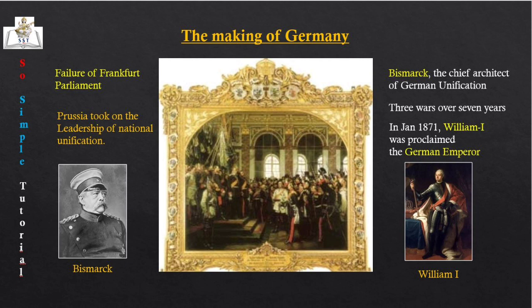On 18th January 1871, the Prussian king William I was proclaimed German emperor. In the slide you can see the proclamation of the German Empire. The ceremony was held in the Hall of Mirrors in the Palace of Versailles. Let us now see the unification of Italy.